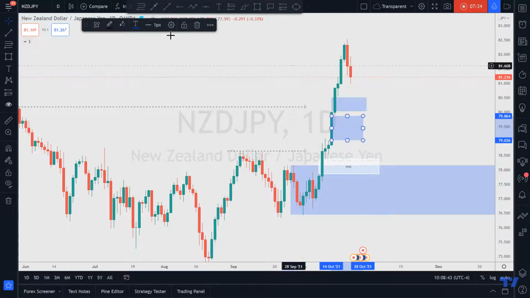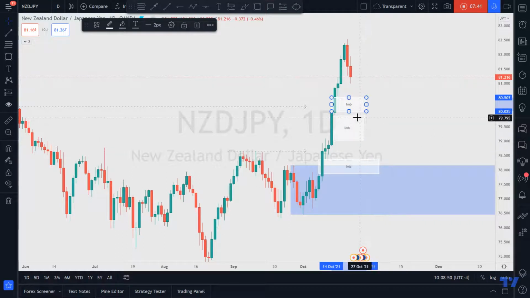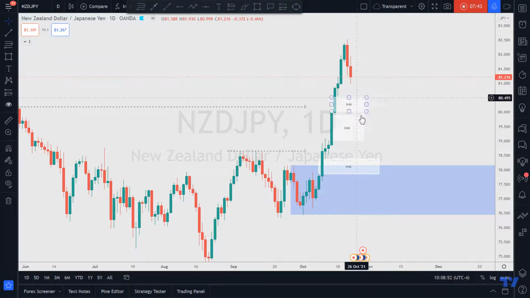All right. And we have these inefficient moves here. I'm marking them as imbalances, but we just want to keep these things in mind so that we know that price has motivation to come down here.